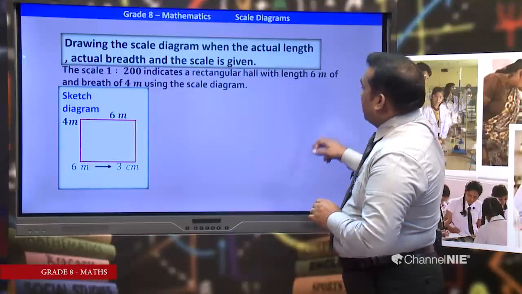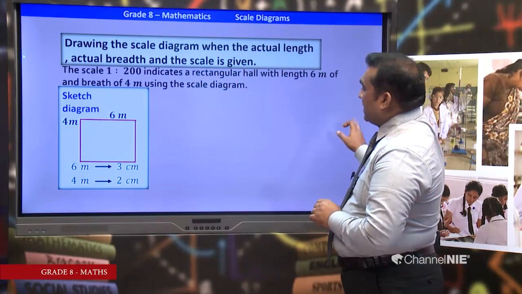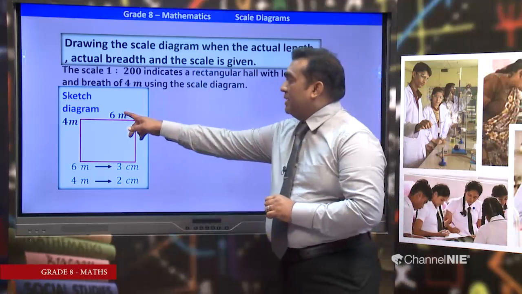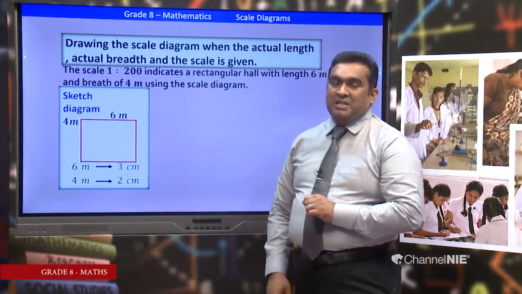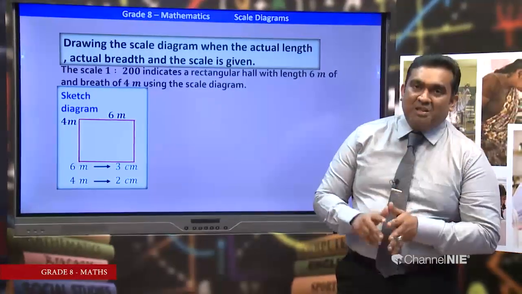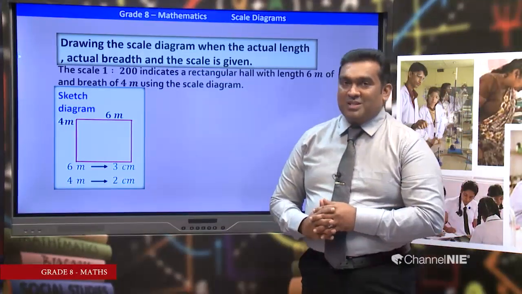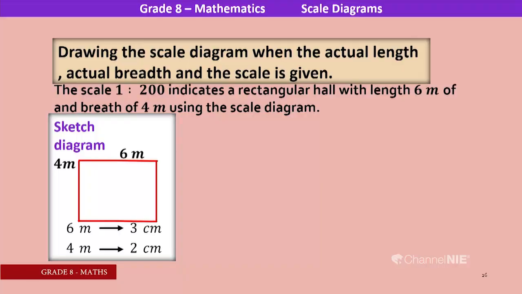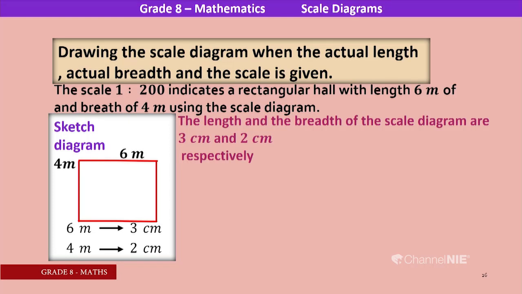Then how to draw the scale diagram? If you want to draw the scale diagram, first you have to convert meters into centimeters. Converting meters into centimeters, you can draw the scale diagram. Then the length and the breadth of the scale diagram are 3 centimeter and 2 centimeter respectively.